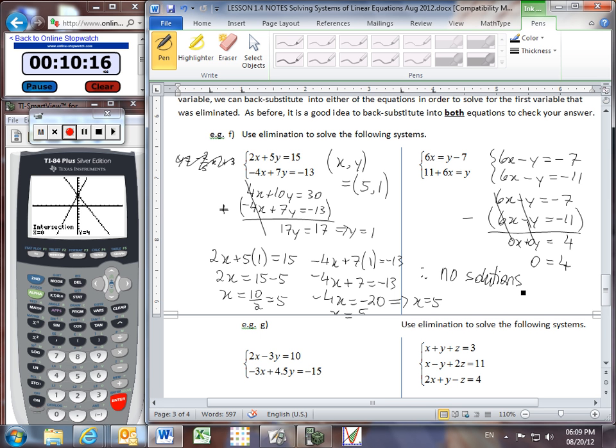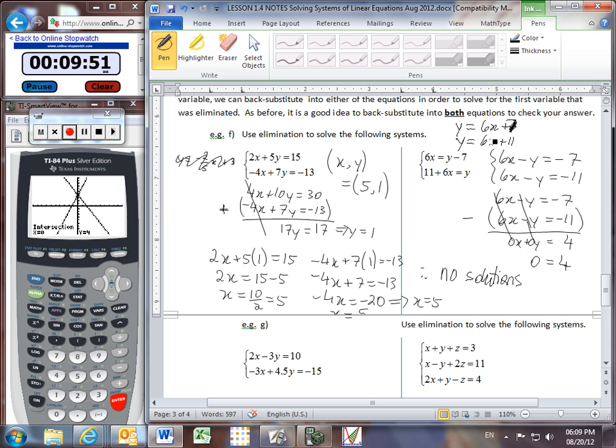This shouldn't surprise us, because when I look at the two equations I formed from rearranging them, they became not exactly the same, but a little bit different. If I isolated the y in both cases, I'd get 6x plus 7 in the first equation, and I'd get 6x plus 11 in the second equation.